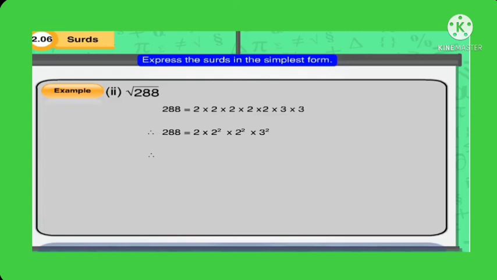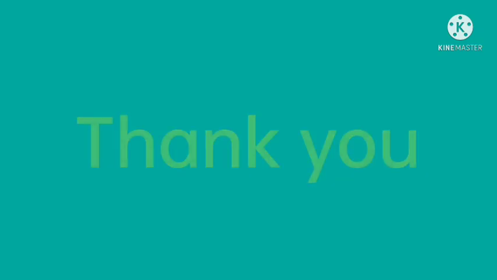So therefore we will get root 288 equal to root of 2 into 2 square into 2 square into 3 square. Now here you need the perfect squares, 2 square, 2 square, 3 square, which gives 2 into 2 into 3. So here we get 2 into 2 into 3 into root 2. Now here you will get 12 root 2. So the simplest form is given.